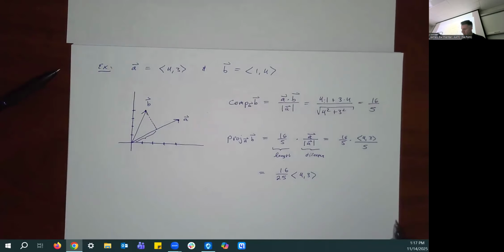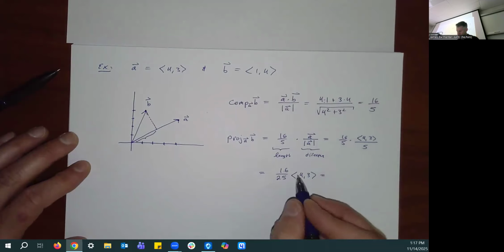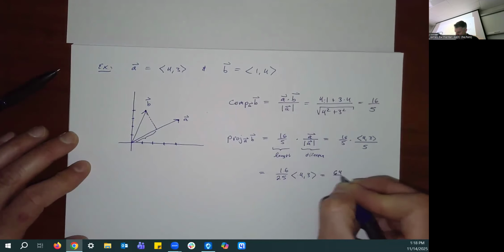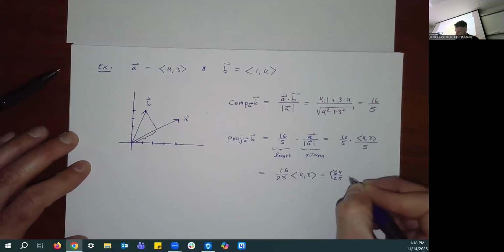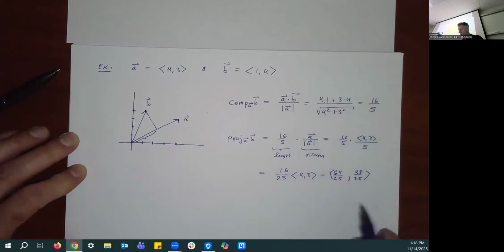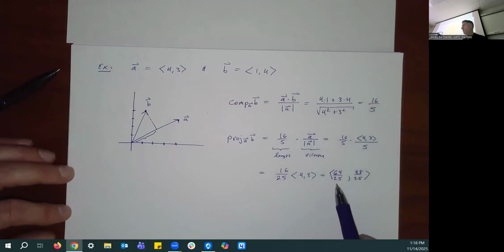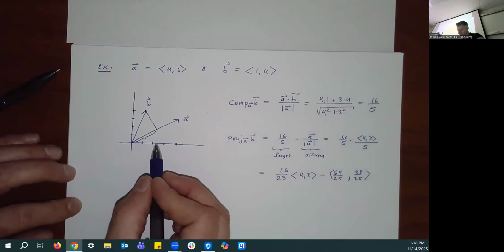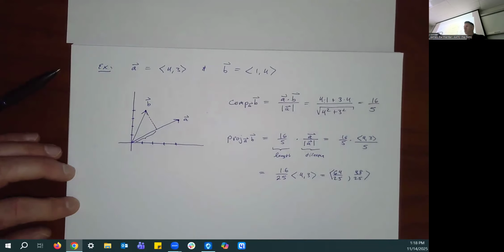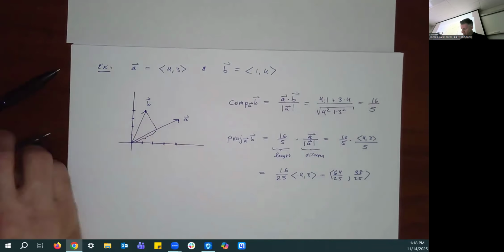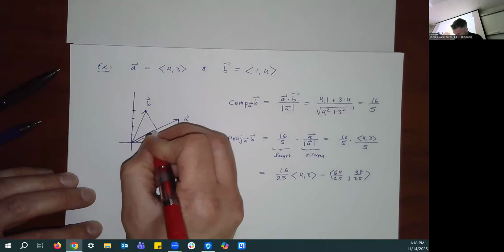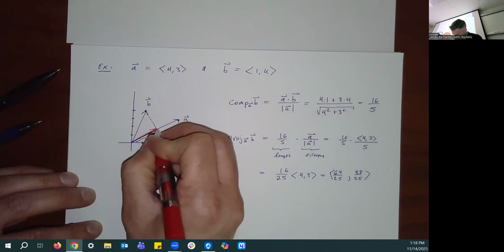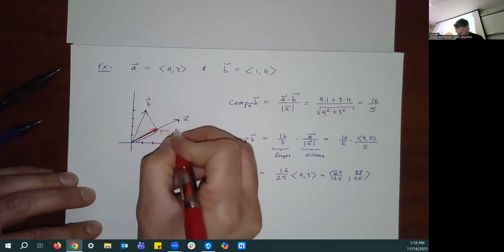I don't really love multiplying it through here, but I will. 16 times 4 is 64, so you're getting 64 over 25 for the first component, comma 16 times 3 is 48 over 25 for the second component. So 64 over 25 is kind of like 2.5-ish, and 48 over 25 is pretty close to 2. So it kind of looks like we've gone over 2.5 and up 2. Okay, that seems reasonable. So there is my, in red, my projection. Wow, that did not get drawn as well as I would have liked. Sorry about that. So there's my projection of B onto A.